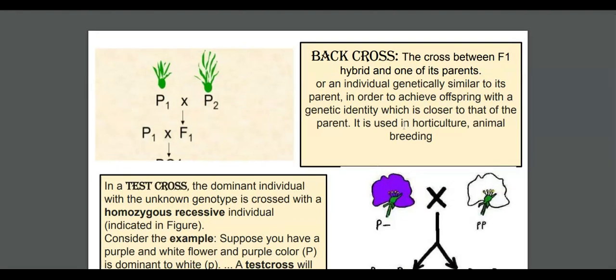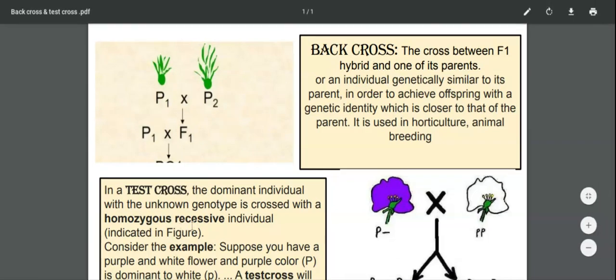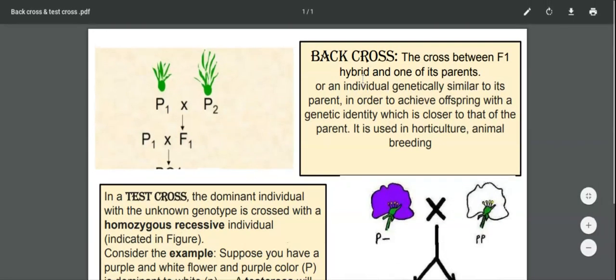Students, in this short tutorial, we are going to see the difference between a back cross and a test cross. Okay, so we'll see first what is a back cross. So a back cross is a cross between an F1 hybrid and any one of its parents.